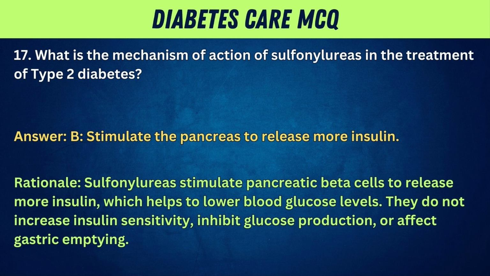Rationale: sulfonylureas stimulate pancreatic beta cells to release more insulin, which helps to lower blood glucose levels. They do not increase insulin sensitivity, inhibit glucose production, or affect gastric emptying.